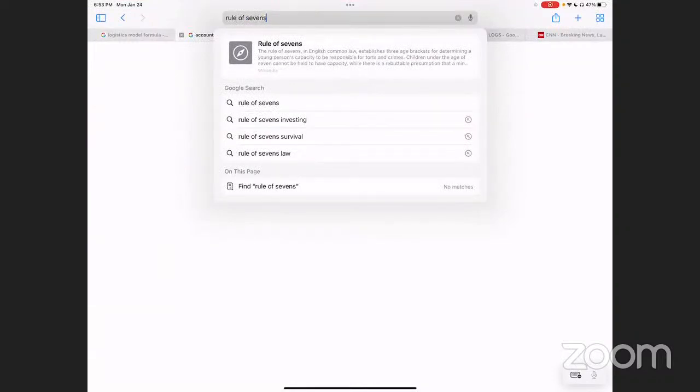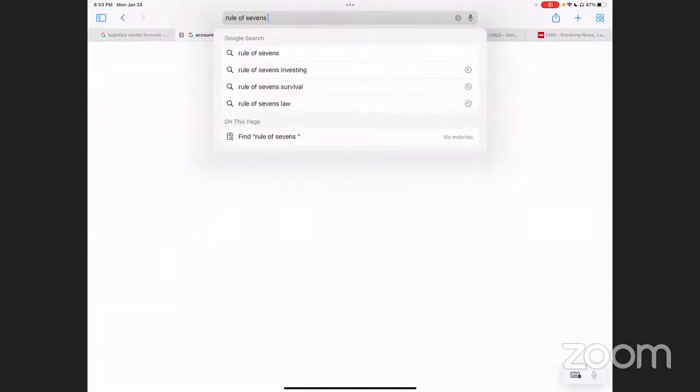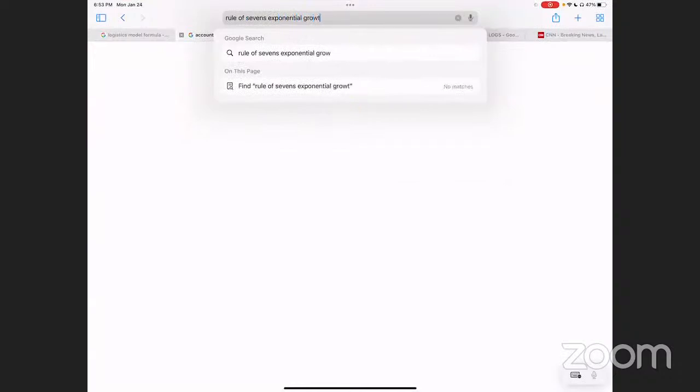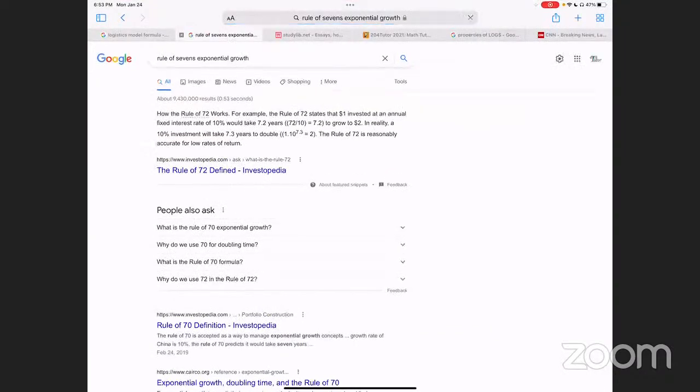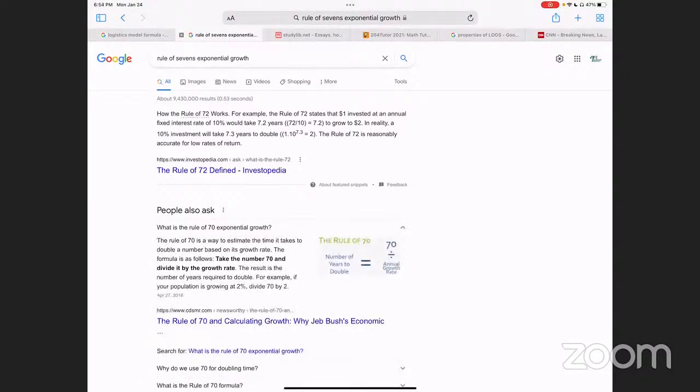Rule of sevens in exponential growth. 72, that's what it is. It's the rule of 72, not the rule of sevens. I was getting it confused. What is the rule of 70? The rule of 70 is a way to estimate the time it takes to double a number based on its growth rate. Take the number 70 and divide it by the growth rate. So that makes sense. 70 divided by 7 is 10 years. So it takes about 10 years to double if it's 7%.